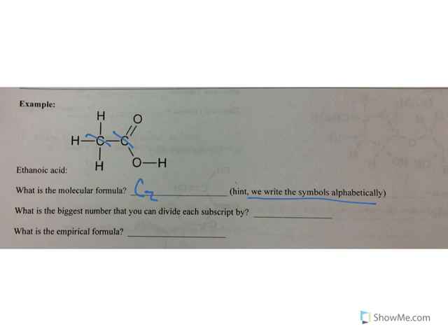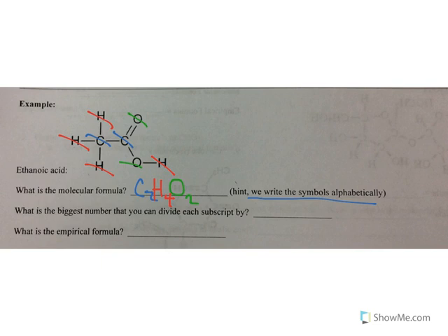We're going to do hydrogen next, because that's the next alphabetically. We have 1, 2, 3, 4 of those, so that's H4. And then the last one we want to do is oxygen, and there's 1, 2 of those. So the molecular formula for this compound would be C2H4O2.